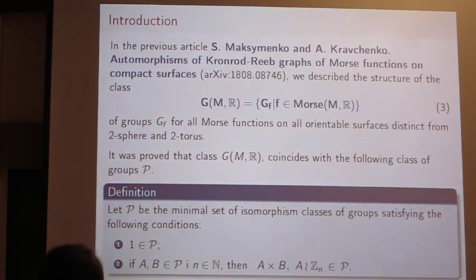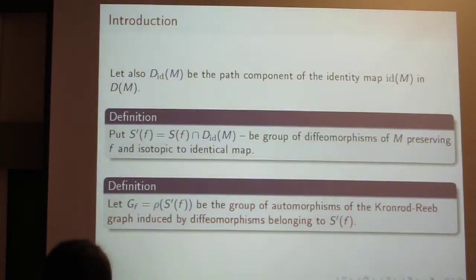GMR is the class of groups GF, where F is a Morse function. What is GF? It is the group of automorphisms of the Kronrod-Reeb graph, induced by diffeomorphisms isotopic to the identity and preserving the function. But this is a very special class.